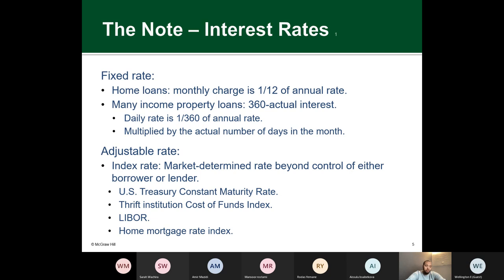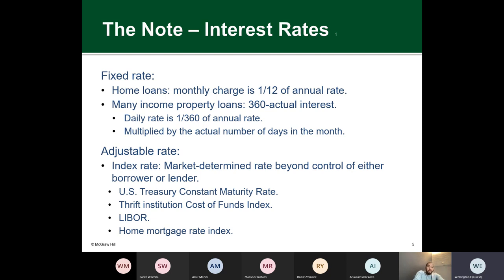So the note itself is two possible ways. Most people use fixed so that they can expect to pay the same amount of money each month. Very rarely do people do adjustable. The fixed rate is a monthly charge that is 1/12 of the annual rate, because there's 12 months in a year. And then many properties have 30-year mortgages. So you're paying interest for 360 months. The daily rate is 1/360th of the actual year, right? They don't go off of a 365-day year. They go off a 360-day year.